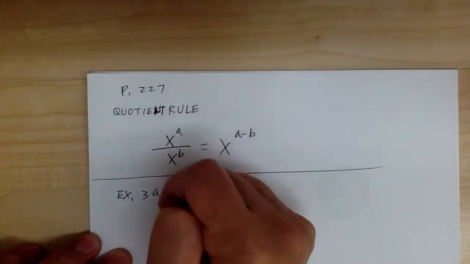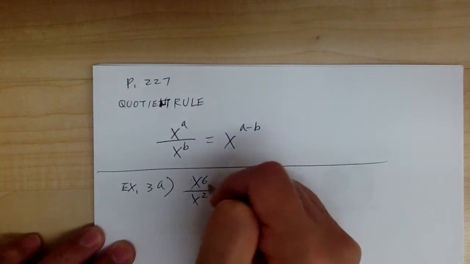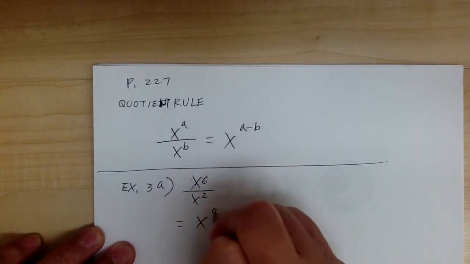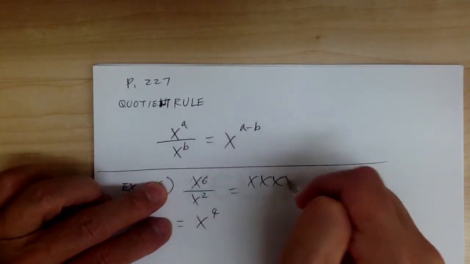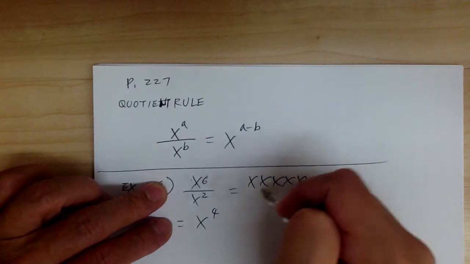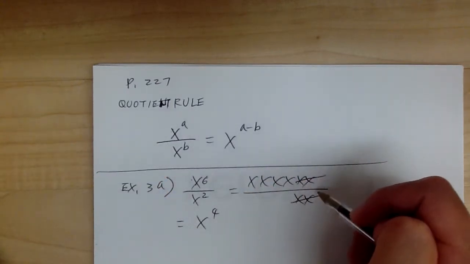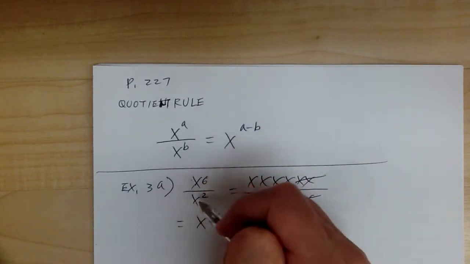Example 3a. You have x to the 6 over x squared. So when you have division, you subtract. So 6 minus 2 will give you 4. So you get x to the 4. The logic behind this is that x to the 6 is, there are 6 of them, right? Okay, x squared is, there are 2 of them. So this will cancel out, right? So you got 4 left over, and that's the reason for that. So you're just going to subtract.